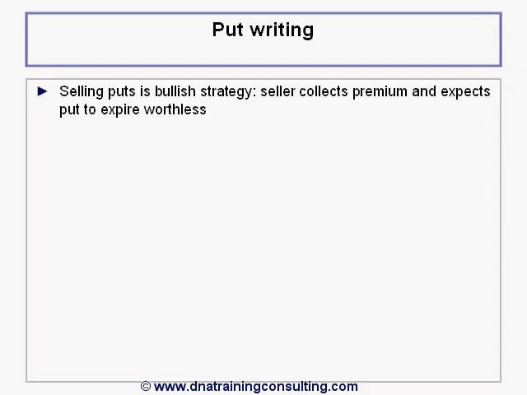Selling puts on any asset is a well-established bullish strategy. The put seller happily collects the premium while expecting the underlying to rise and therefore the put to expire worthless. Put writing is also used, however, in connection with so-called accumulation strategies.